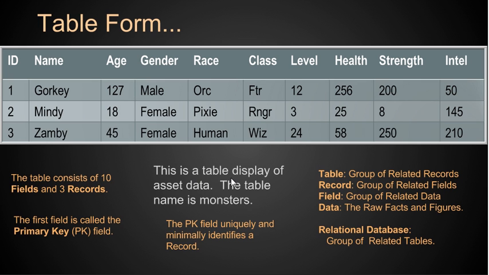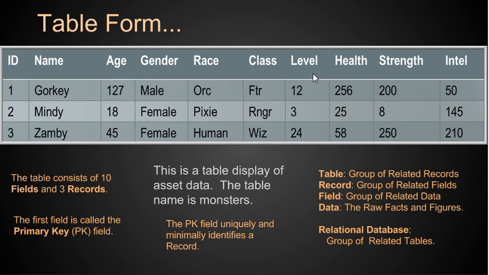This is a table display of asset data. Of course, the assets here are our monsters. The table name is monsters. Just to give you a rundown on terminology, a table is a group of related records. Like these records relate to each other. They're all about monsters. A record is a group of related fields. These fields all relate to that particular record.